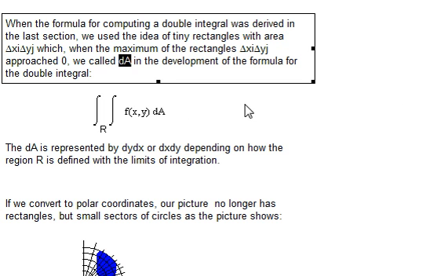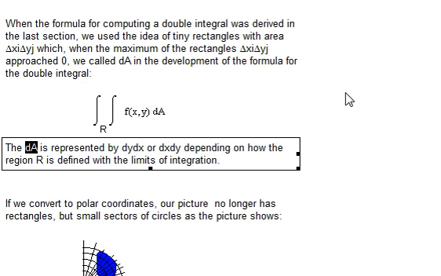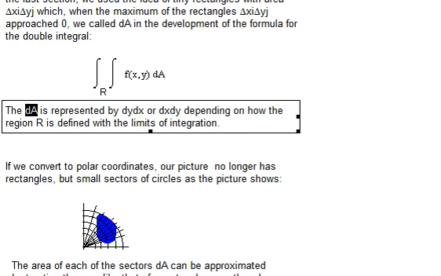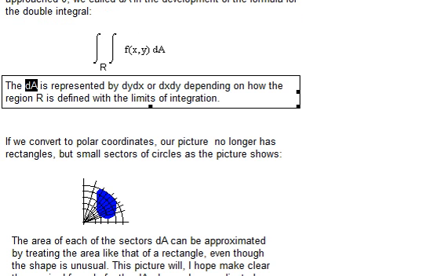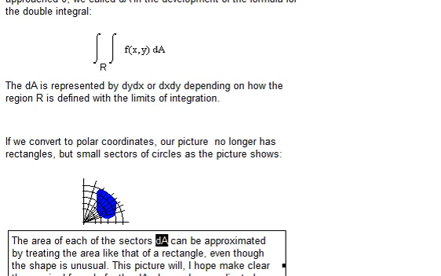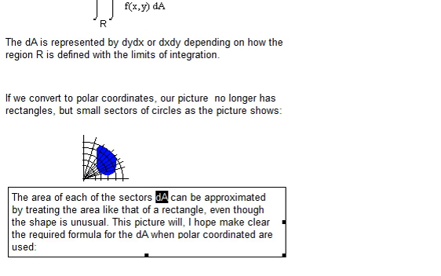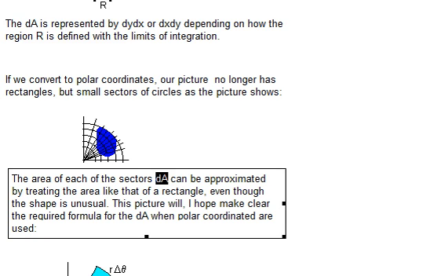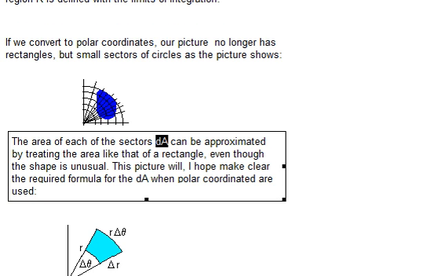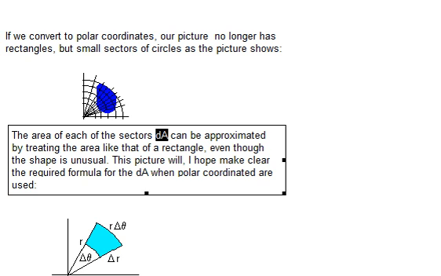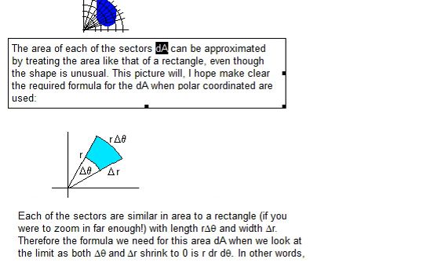And so it was either dy dx or dx dy, but that is one way of looking at it. If we go into polar coordinates, our picture is not the same. Our picture no longer has definitive rectangles, but small sectors of circles, as this picture shows. Hopefully you can see little sectors of circles in there. And the area of each of these sectors is the dA this time, and that can be approximated by treating the area like that of a rectangle. Even though the shape is unusual, this picture, I hope, makes it clear that the formula is similar to that of a rectangle.